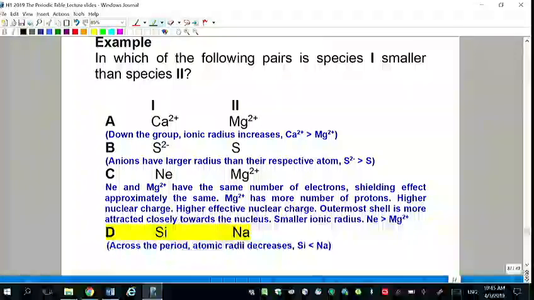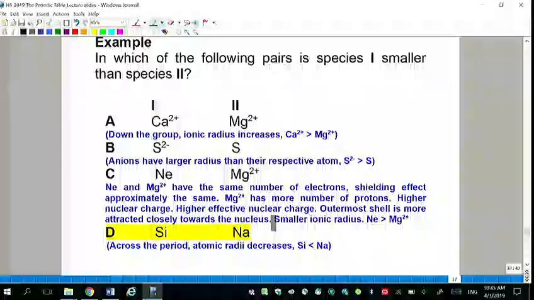Okay, option D is obviously the answer because we learned that across the period, atomic radius decreases. You need to be able to explain. So when you are in the train, you have nothing to do, just talk to yourself and explain. You talk about the nuclear charge, the shielding effect, the effective nuclear charge. If someone asks you why you're talking to yourself, you are trying to recall the trend across the period for period 3.